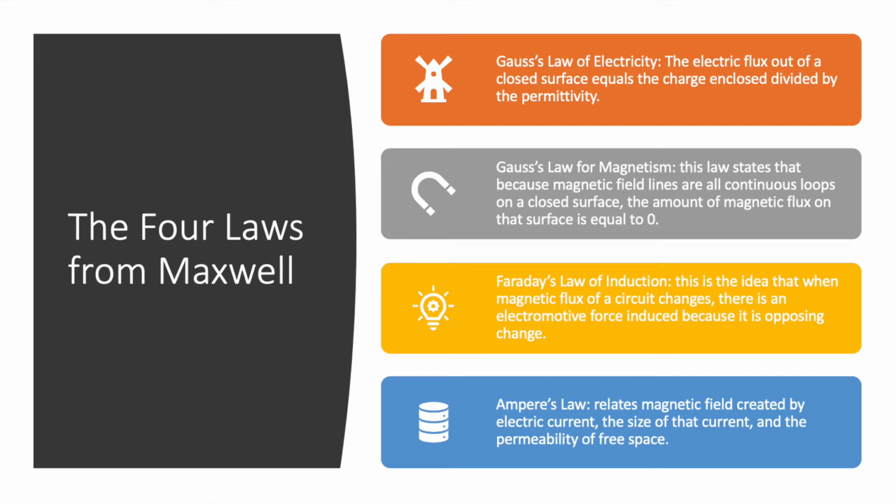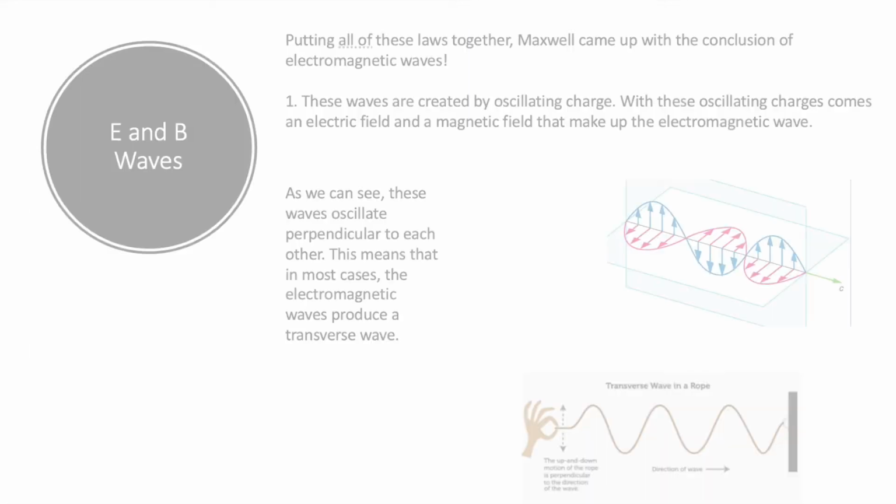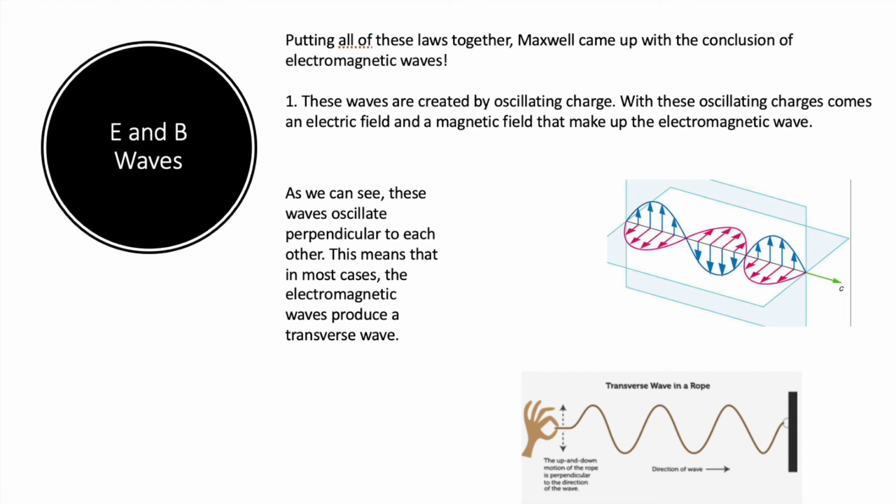And lastly, Ampere's law relates magnetic field created by electric current, the size of that current, and the permeability of free space. So in essence, the magnetic field is proportional to the size of the current, with the permeability of free space being a variable of proportionality. So from these 4 laws, Maxwell was able to come up with the conclusion of electromagnetic waves.